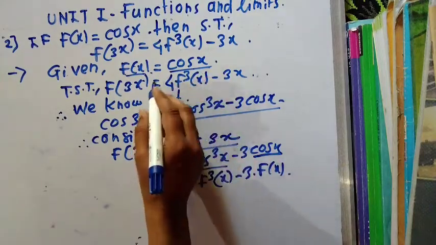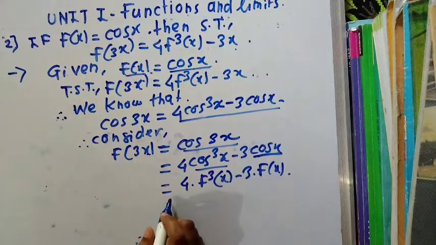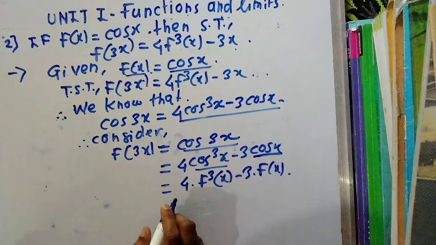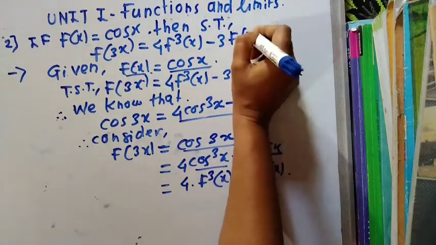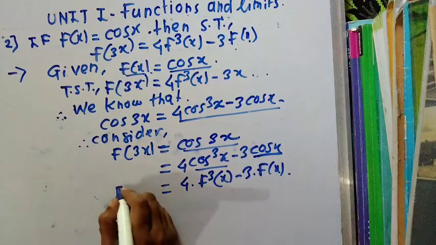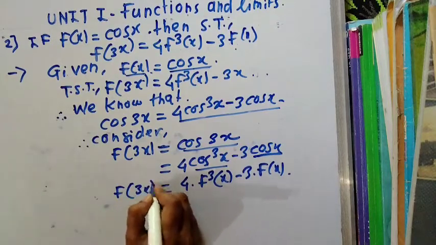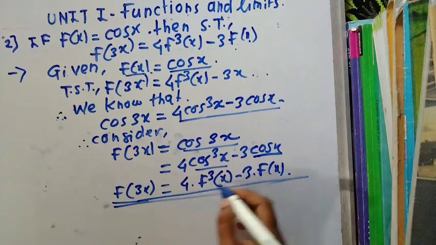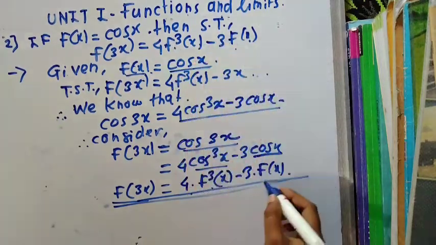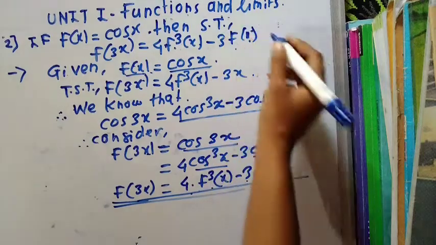So we get the value 3 into f of x. So we get f of 3x, which is equal to 4f cube x minus 3 into f of x.